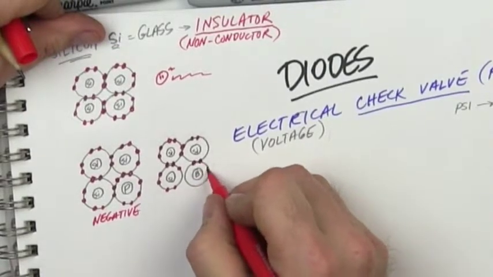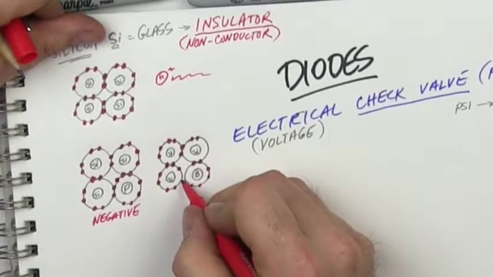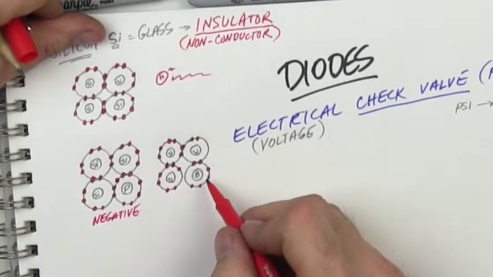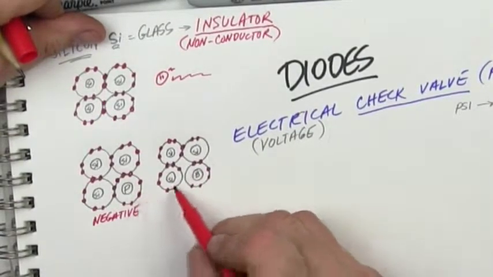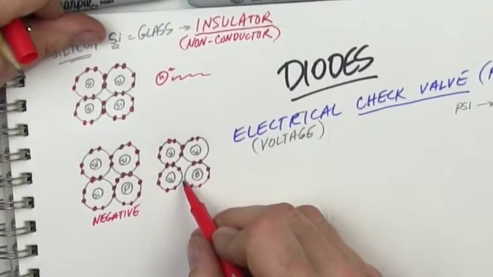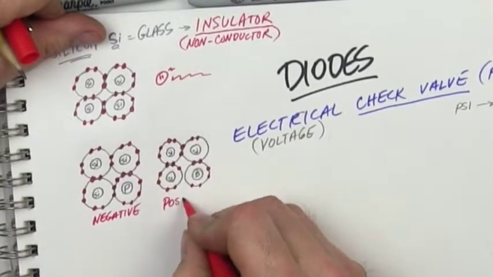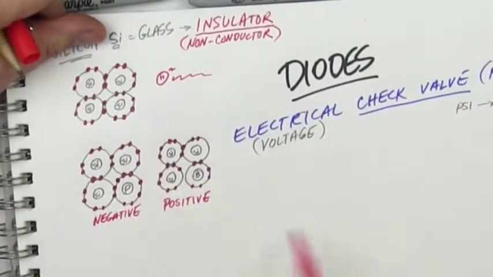See if I draw this right without screwing it up. Yeah, one less. So 1, 2, 3, 4, 5, 6. 1, 2, 3, 4, 5, 6, 7. Should have 8. Yeah, that's right. So we're missing one. So that makes this slightly positive. So what we end up with is positive and negative silicon.